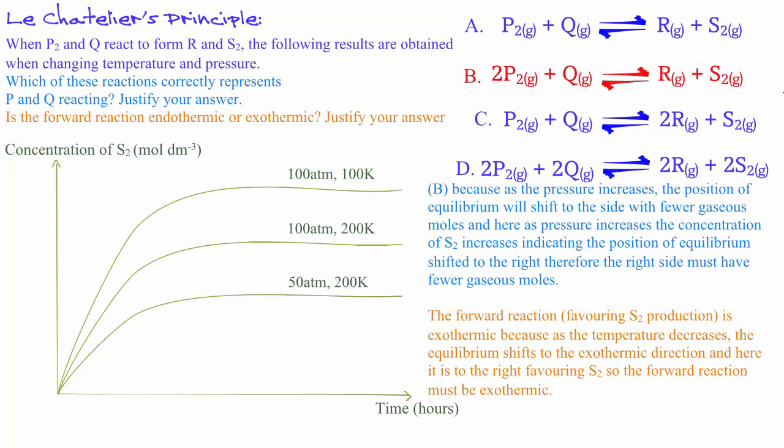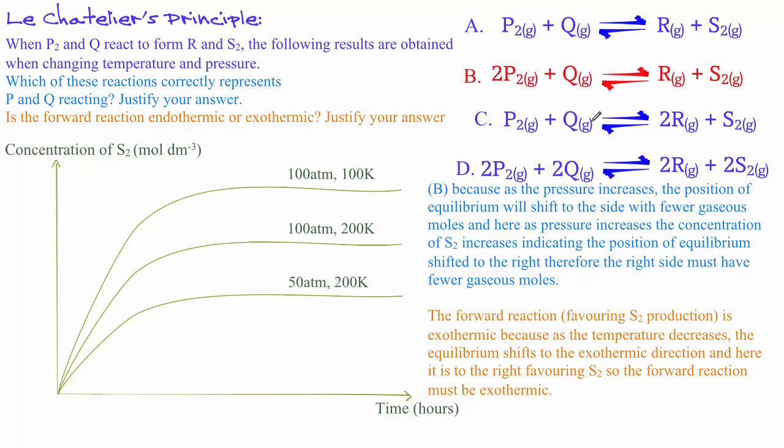And so the answer of these, option B was the correct answer, simply because look what's happening. As the pressure is increasing, the position of equilibrium would shift to the side with fewer gaseous moles, and here as the pressure is increasing, the concentration of S2, which is what's shown here, is increasing, indicating that the position of equilibrium is shifting towards S2, towards the right. So the right side must have fewer gaseous moles, which in this case, the only equation that had fewer gaseous moles on the right was option B. 3 gaseous moles on the left, 2 on the right.